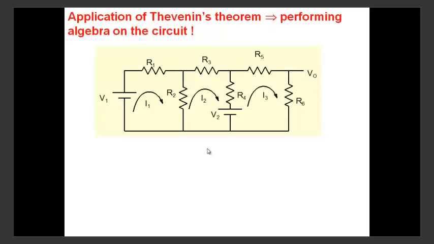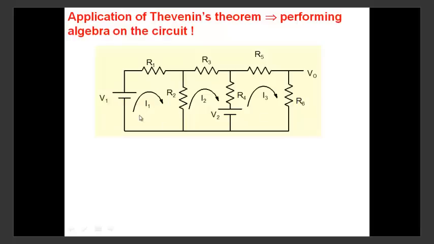The other interesting outcome is that the application of Thevenin's theorem is like performing algebra on the circuit. What do we mean by that? Let's see. Suppose you were trying to solve this particular circuit by a normal mesh technique here.